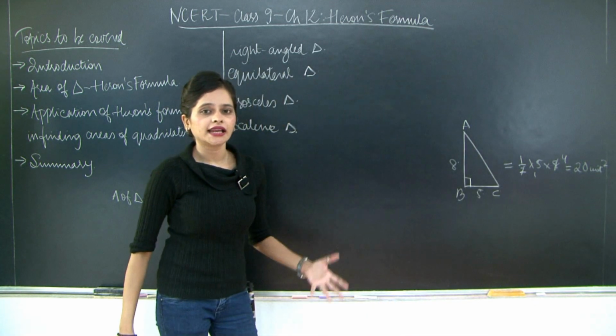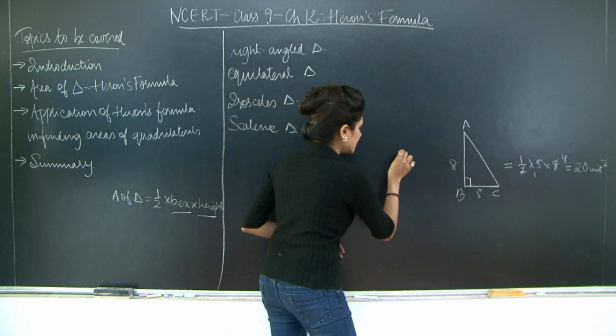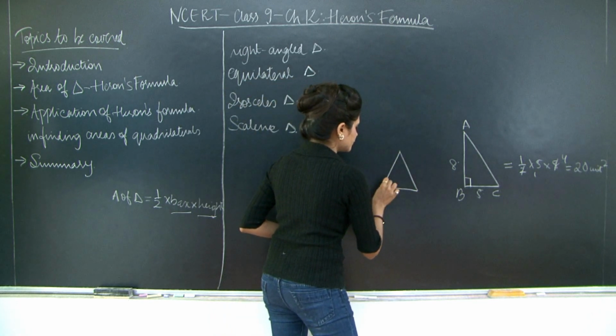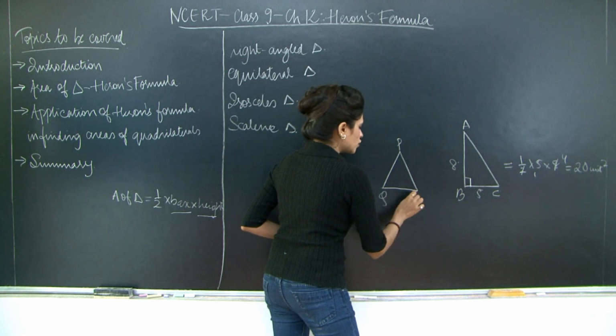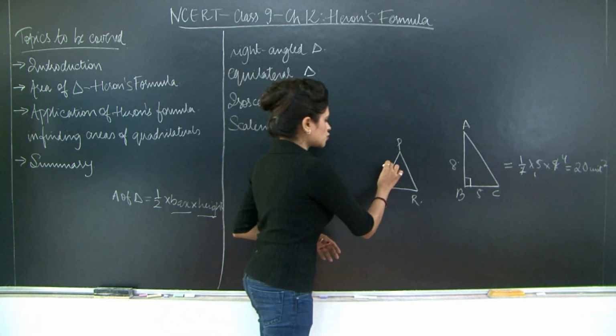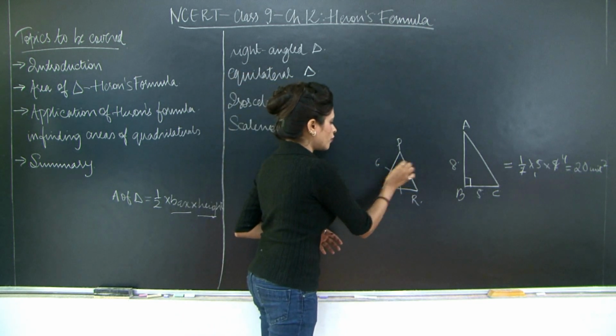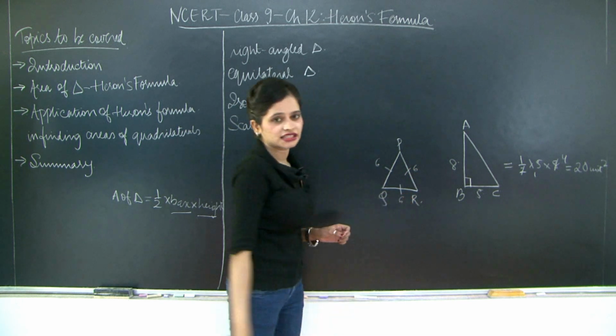How about an equilateral triangle where one side is given? So let's say I have an equilateral triangle PQR. What do we know for an equilateral triangle? That each side is equal. So let's say one side is 6 centimeters, so obviously each of these sides is going to be 6 centimeters.